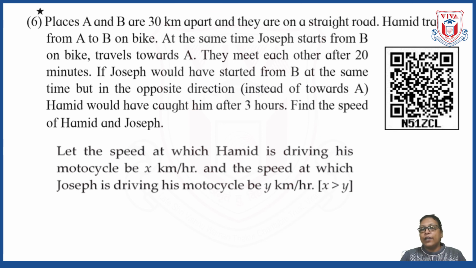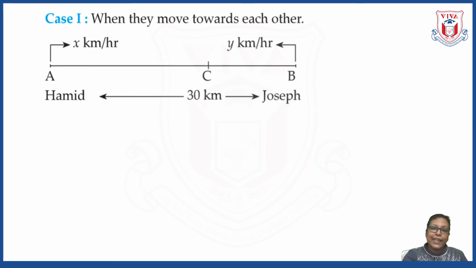Let the speed at which Hamid is driving his motorcycle be x kilometers per hour and the speed at which Joseph is driving his motorcycle be y kilometers per hour. Here x is greater than y is given. We have to assume that the speed of one is more. Then only they are going to meet each other, otherwise they will never meet each other. So the speed of one person is more than that of the second person. It is assumed here. Let us see now case 1.